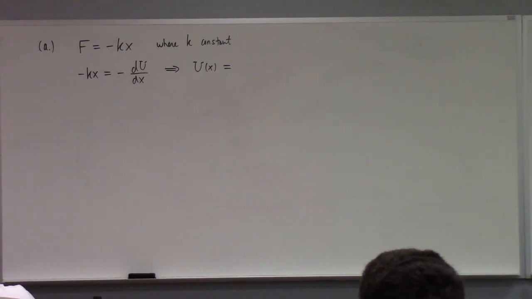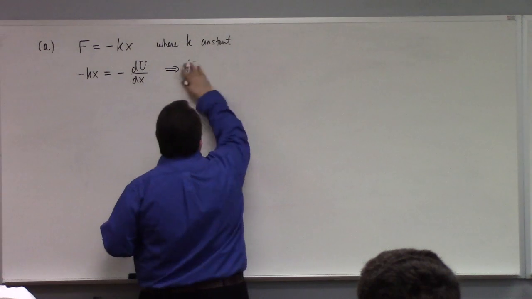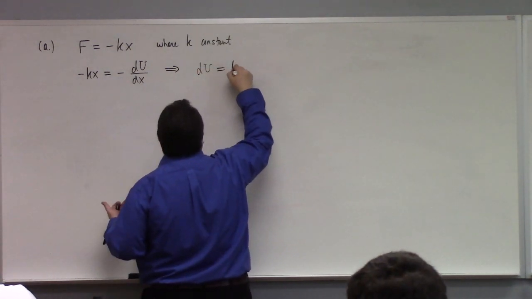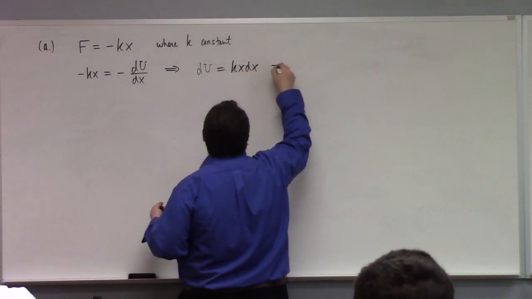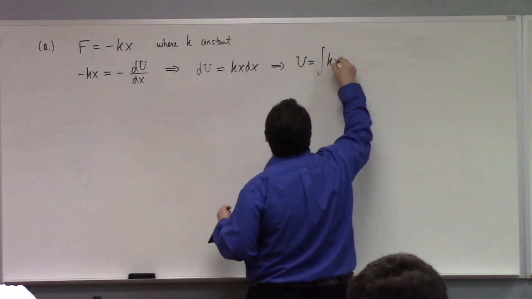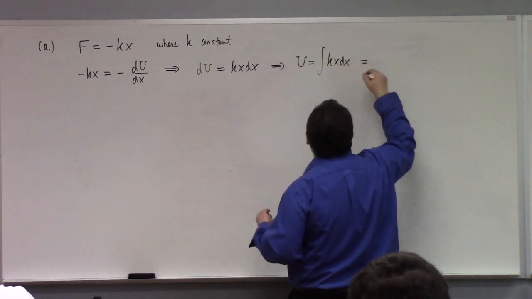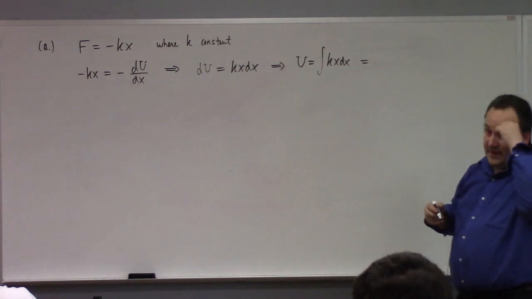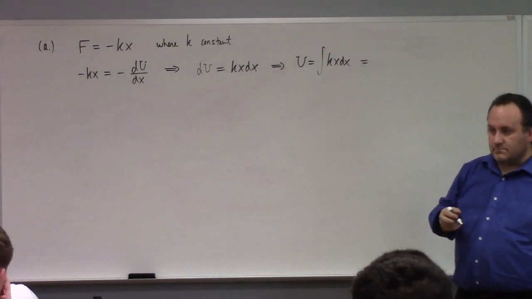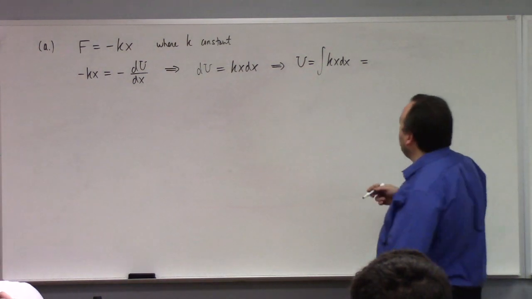Well, integral of kx dx, right? Fair enough. So you're saying du is kx dx. That's not a bad way to think about this. I like that. So this says that du is equal to kx dx, which then if we integrate both sides, we get u is the integral of kx dx. What's that? k is a constant. What's that?